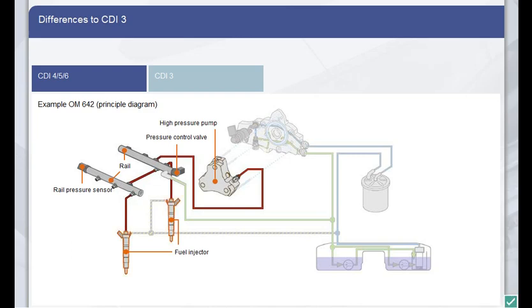The design and layout of the fuel injectors in the engines from CDI-4 onwards are significantly different from those of older systems. The new injectors are based on piezoelectronic technology. The new injectors are described in detail in Chapter 5.